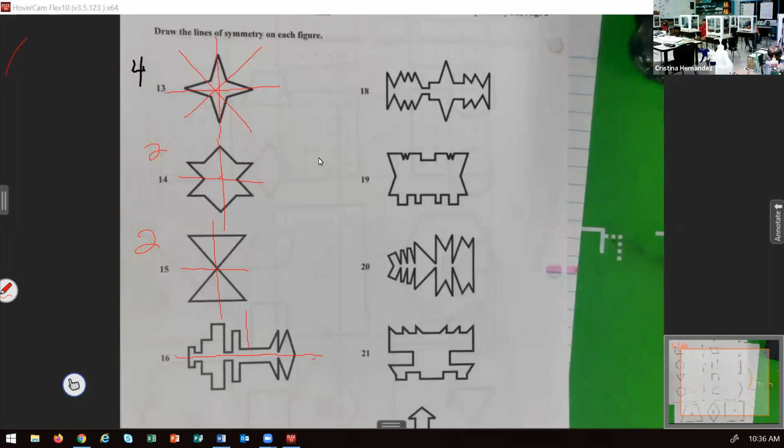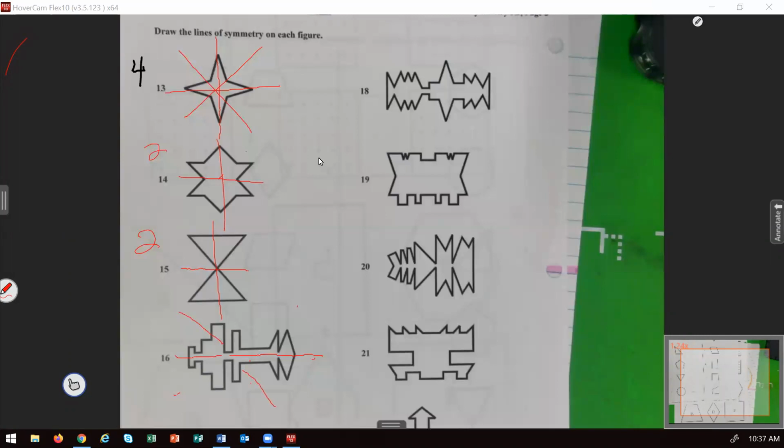Is that a line of symmetry if I divide it the other way? No. It's only one. If I divide it this way, is that a line of symmetry? No. What about if I divide it the other way? Is that a line of symmetry? At home, is that a line of symmetry? No. So how many lines of symmetry does this one have?